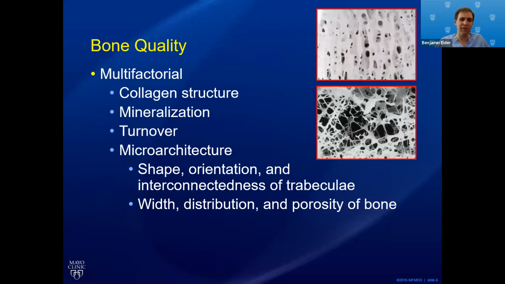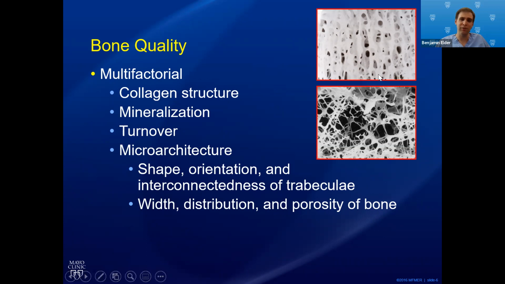So bone quality is really multifactorial and dependent on collagen structure, mineralization, turnover, as well as the microarchitecture of bone, as related to shape, orientation, and the interconnectedness of the bone trabecula. Also with the different width, distribution, and porosity of the bone.